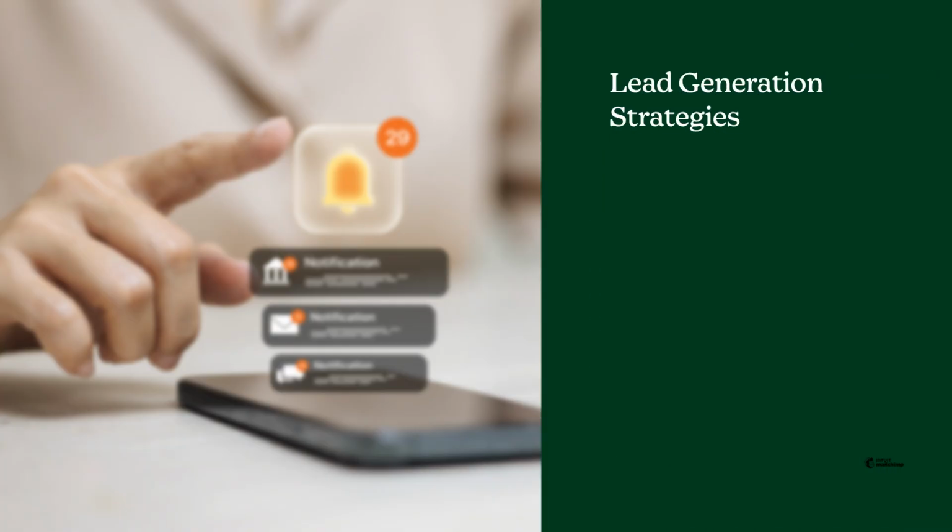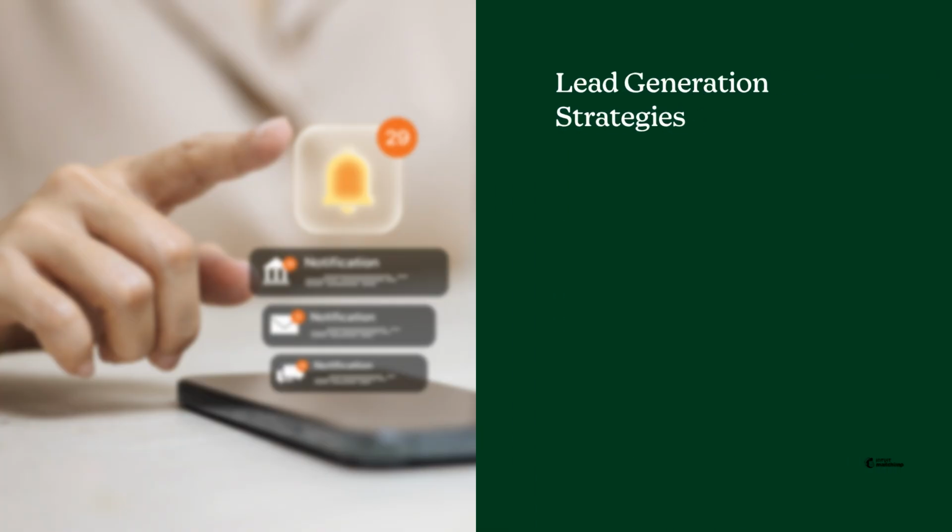Here are 5 approaches that generate leads faster. 1. Two-way texting. Start real conversations that qualify leads in real time. 2. Keyword opt-ins. Customers text a word and are instantly added to your list.